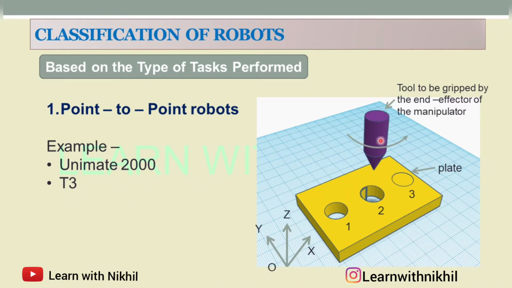So here I have taken an example. This is a point-to-point robot. Here the coordinates are given: position 1, position 2, position 3. This is a drill which has to drill. So this is point to point. This drill drills here at 1, then it moves to the second position, it drills here, it moves to the third position. So this is the plate which has to be drilled, and this is the end effector which comes under the category point-to-point robots. The examples for the point-to-point robot are Unimate 2000 and T3 robot.